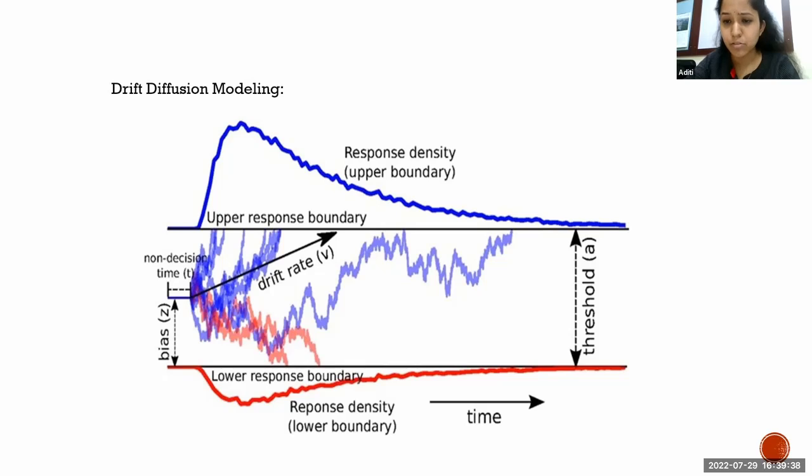Another parameter of interest, the starting point Z, defines the position between the decision thresholds at which evidence accumulation begins. So if Z is not centered between the thresholds, that is, if it is not 0.5, this denotes a prior bias in favor of the response that is closer to the starting point. That is, less evidence is required to reach that threshold. The other 2 parameters, that is threshold A and non-decision time T, are not of our interest in this study for the time being, so I'm not elaborating them here.